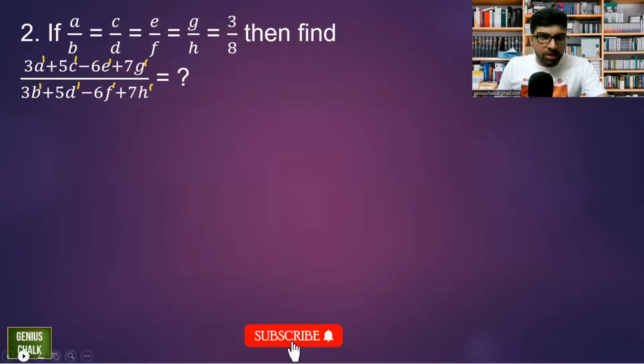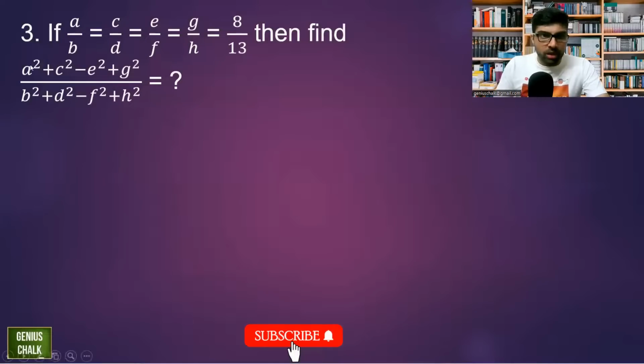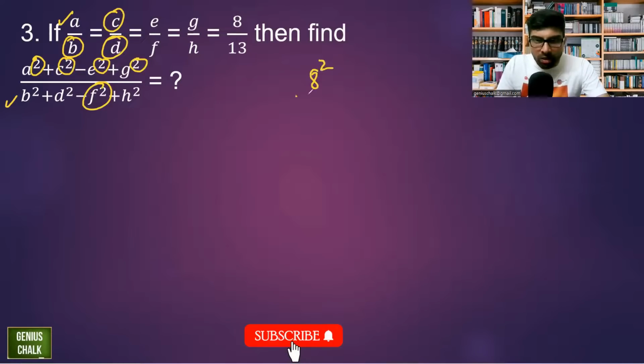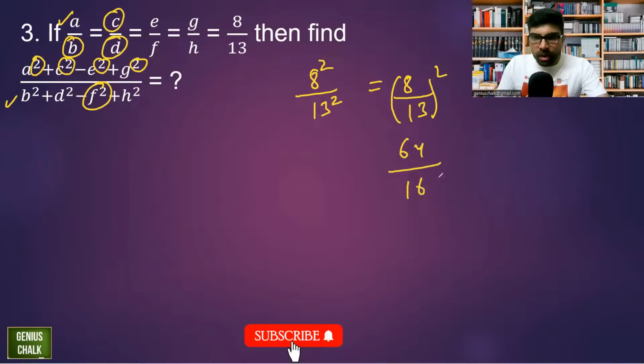But if the powers are different, like here you can see every variable is squared, and all the rest of the operations are the same, like whatever you have done with A, the same you have done with B, whatever you have done with C, the same you are doing with D, and so on. E is subtracting, so the square is also subtracting. So in this case, always remember, the answer will also be the square of 8 and 13. So basically we can write 8 by 13 whole square. So what is the answer? 64 by 169. This is my final answer.